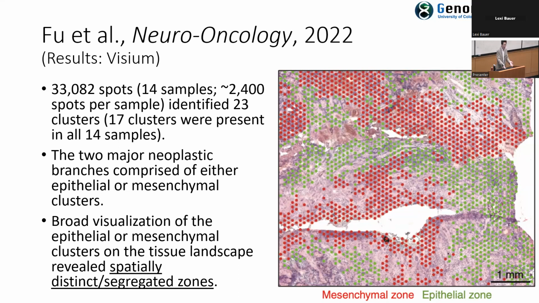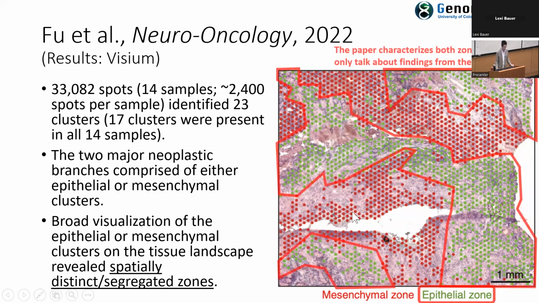I mean, this is my point. Without spatial transcriptomics, you wouldn't know this. You might think, oh, okay, all those green and red spots are all over the place on the tissue like a mosaic pattern. But thanks to preserving that spatial information, now we know that these zones are distinct and segregated. And honestly, the paper actually goes into characterizing both zones, but in the interest of time, I'm only going to talk about their findings from the epithelial zone.